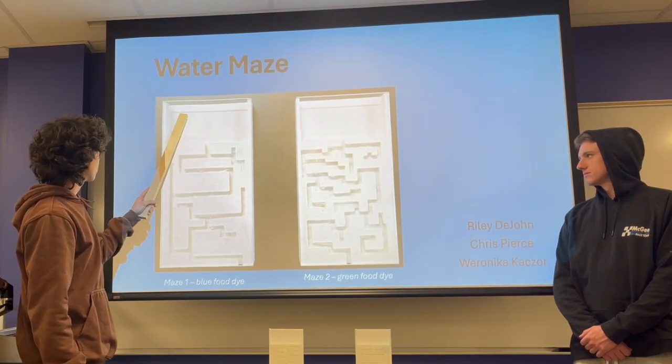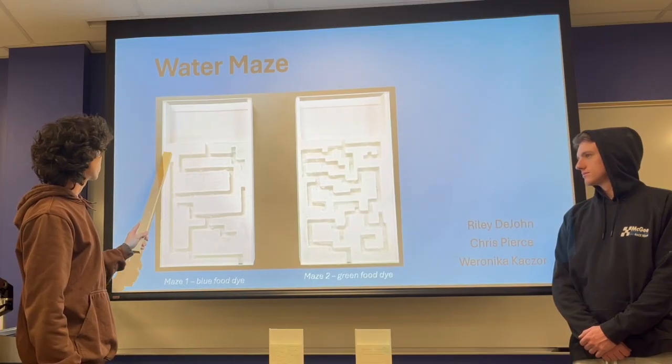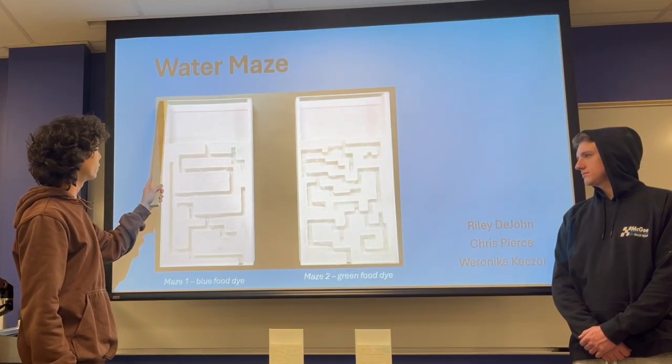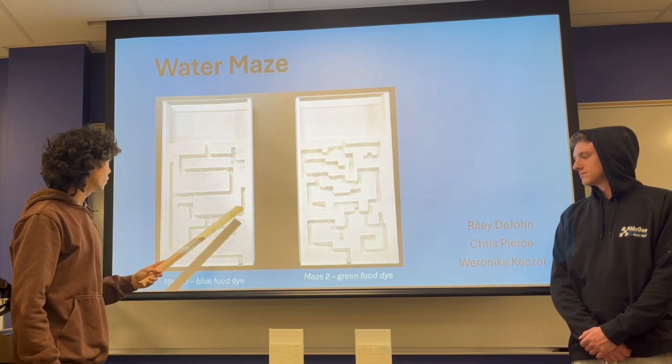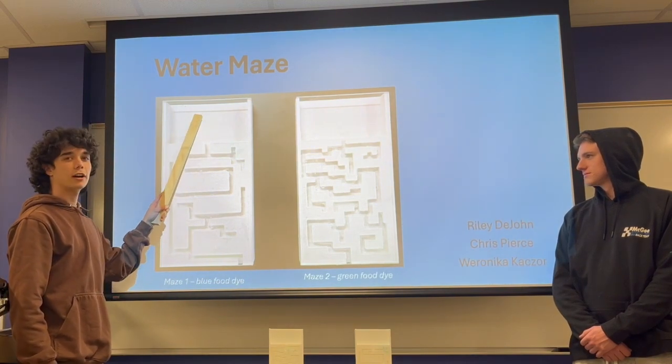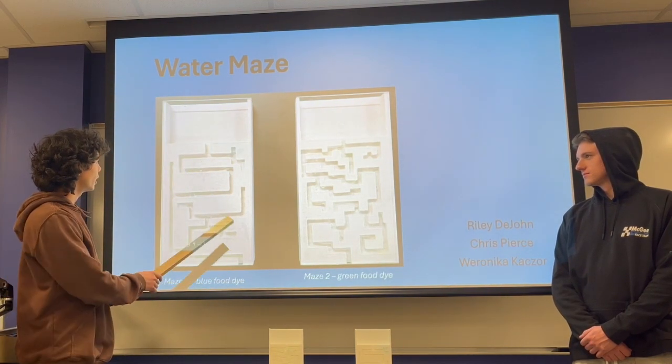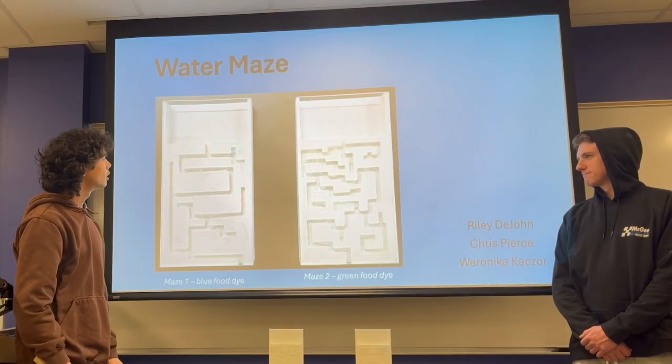So the water would get stuck up in this reservoir, and we used the dimensions here to calculate the volume. And then when we pulled the paper out, we started a timer and they raced each other through.